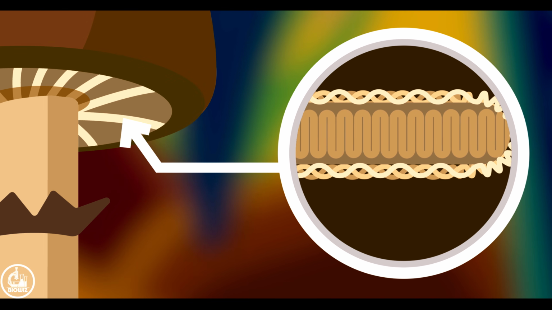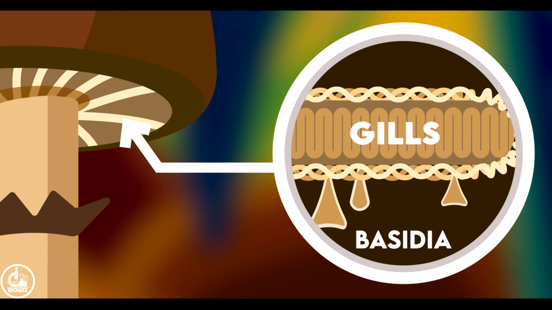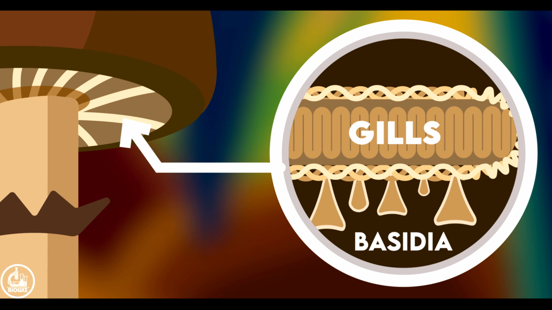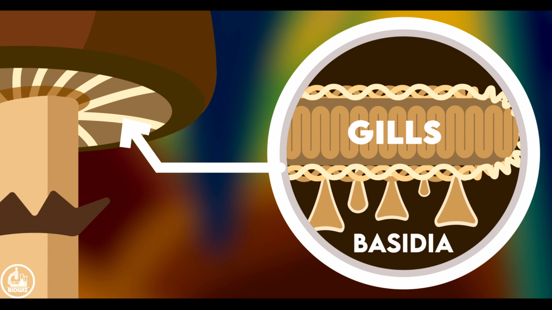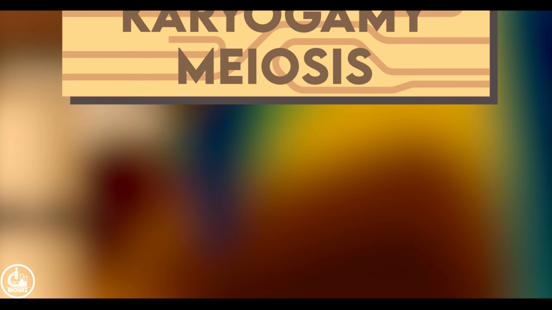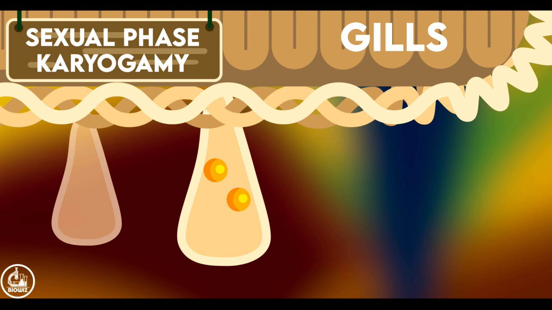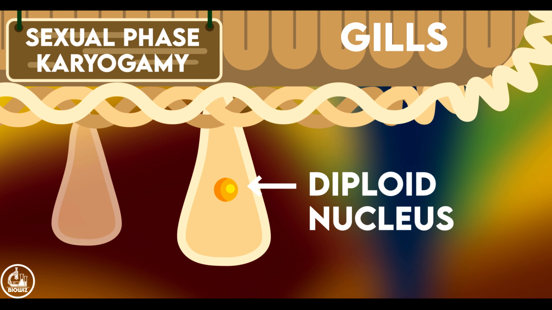A closer look at the gills shows the presence of several club-shaped structures called basidia. These basidia are important structures for the life cycle as these are the site of fusion of both the haploid nuclei. The fusion of two haploid nuclei results in formation of a diploid nucleus, and this process is called karyogamy, which is the second phase in the sexual reproduction of Basidiomycetes.